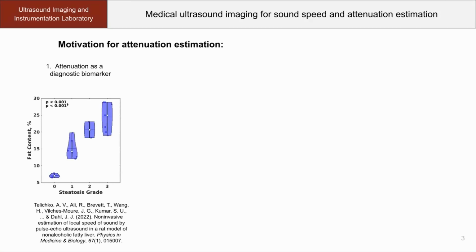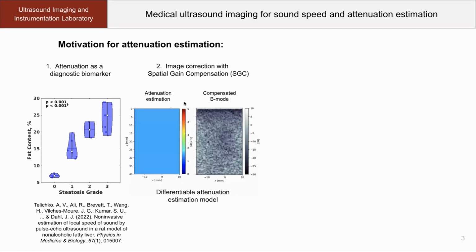Attenuation estimation can be used as a diagnostic biomarker, such as in this plot, where on our horizontal axis we see steatosis grade, and on our vertical axis we see fat content percentage. In this case, these quantities were determined using sound speed estimation, but we could imagine how attenuation could be used as a complementary biomarker for differentiating steatosis grades 2 and 3, especially at these higher fat content percentages in a multi-parametric model where sound speed and attenuation are used together.